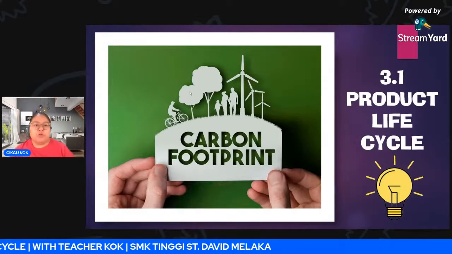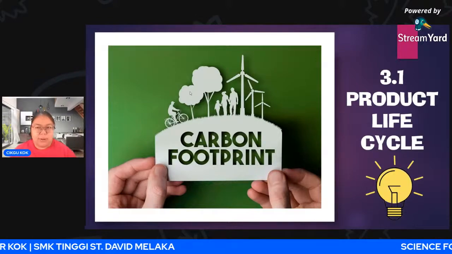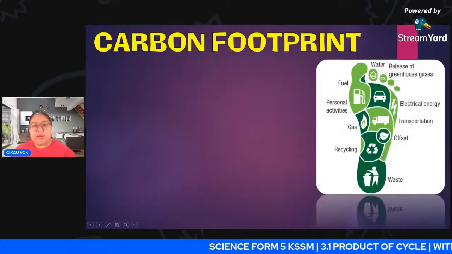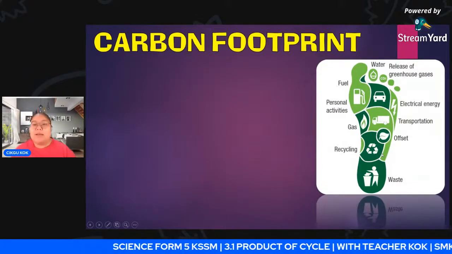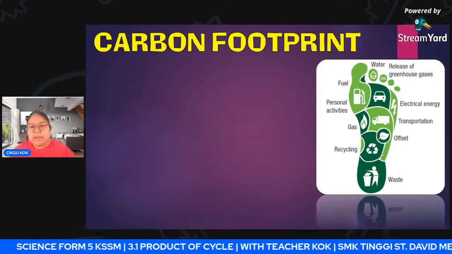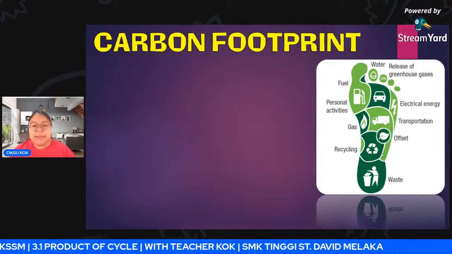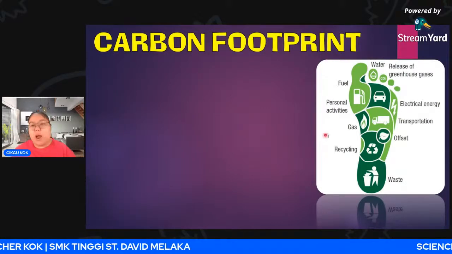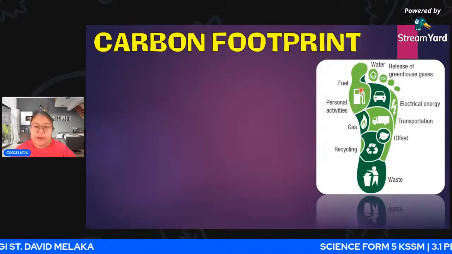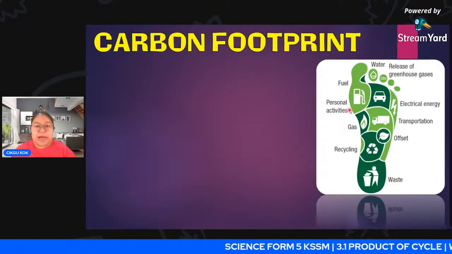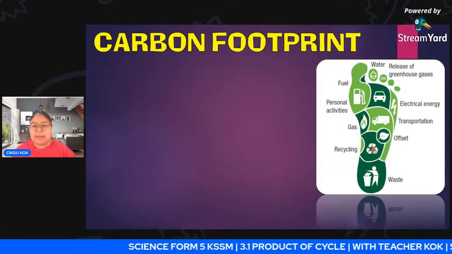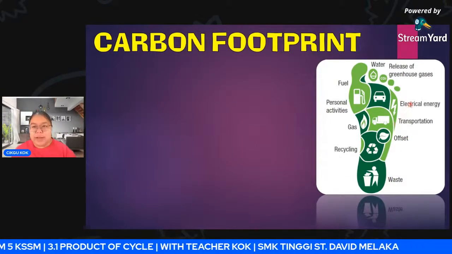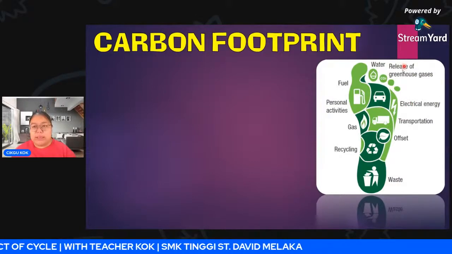First, we need to know about the carbon footprint. Let's see what a carbon footprint is. I think everybody has seen this diagram before. It's talking about the food, and the food can be separated into certain sections, and each section has a different meaning. You can go through them one by one. First, they show the field. After that, personal activities. They show the gas. They have recycling, waste, offsite, transportation, electrical energy, and also water release greenhouse gases.